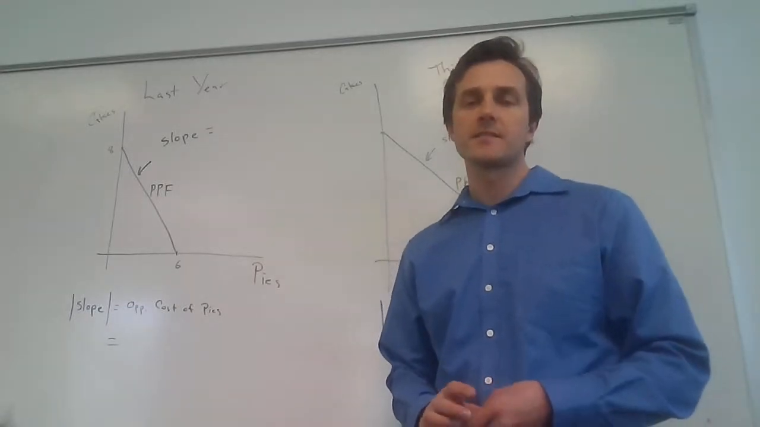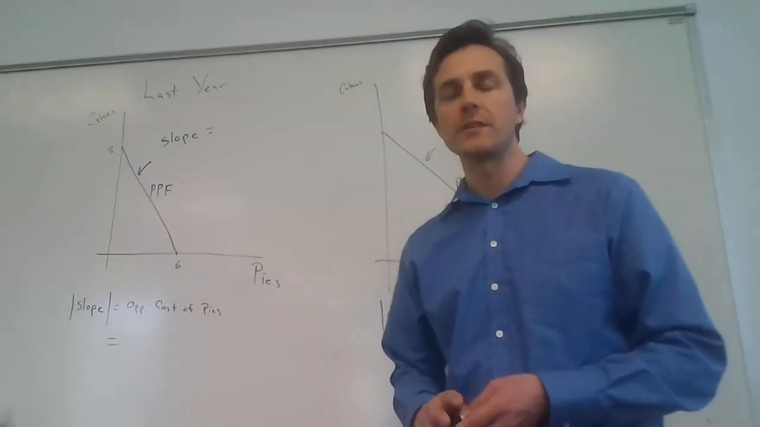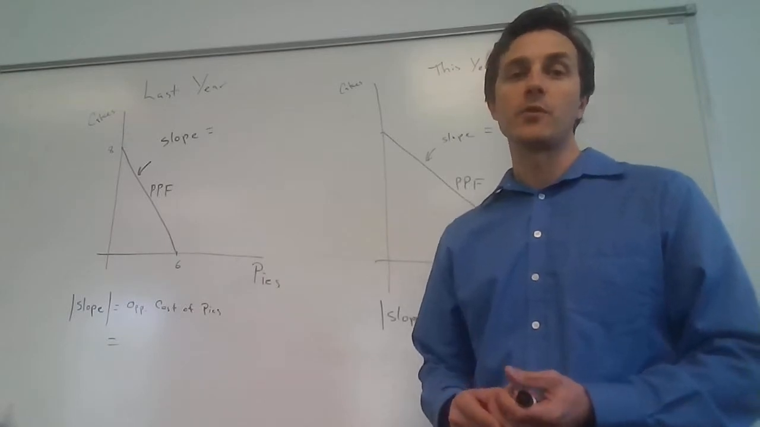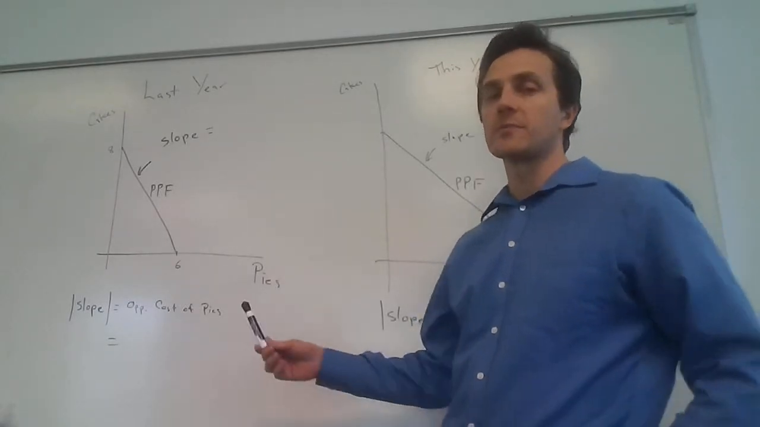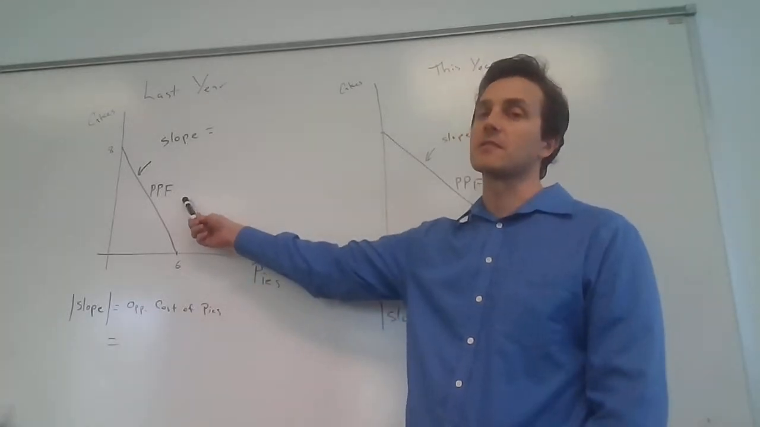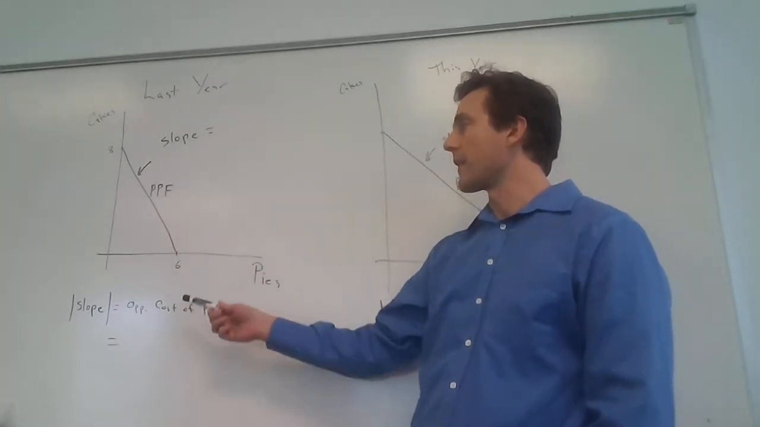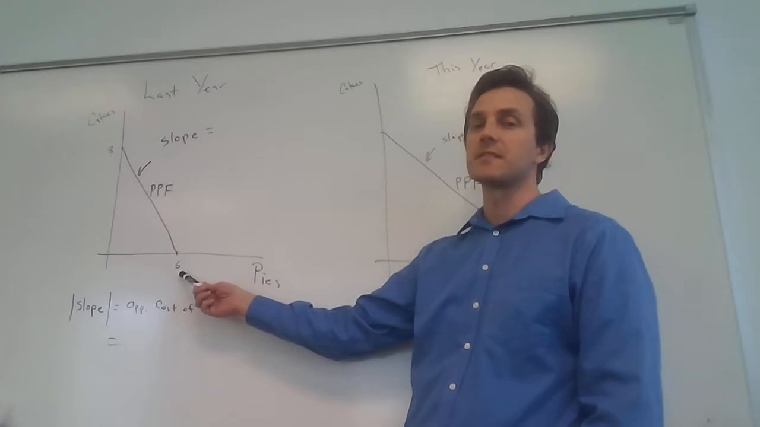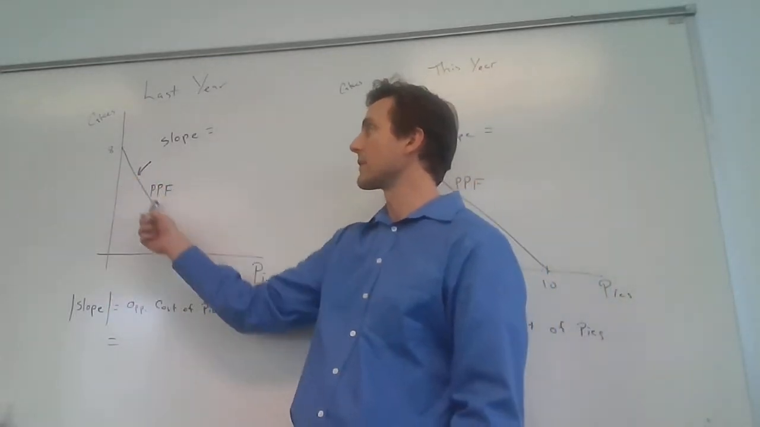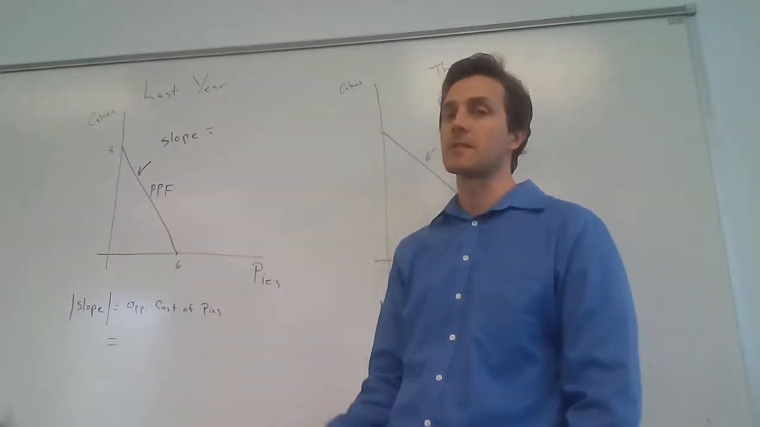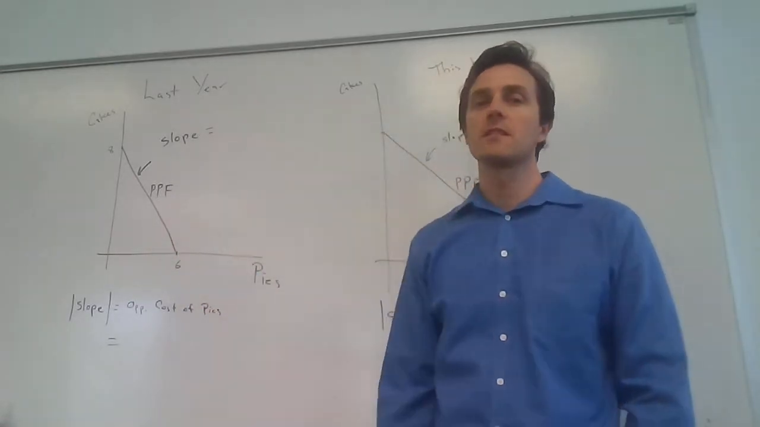All right. Consider a baker who, from one year to the next, improves his pie baking techniques. So here's his production possibility frontier from last year. Notice that at most he could produce 6 pies or 8 cakes, or anywhere in between on this line. So that's his production possibility frontier from last year.